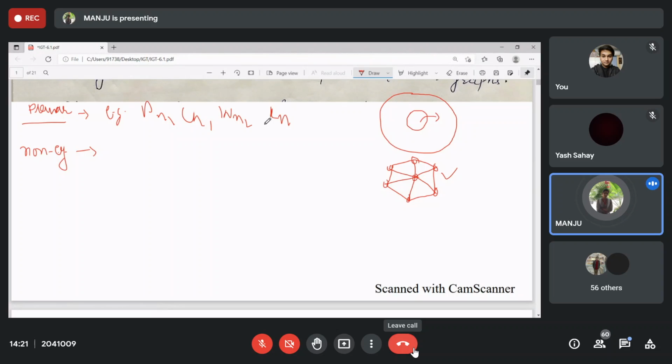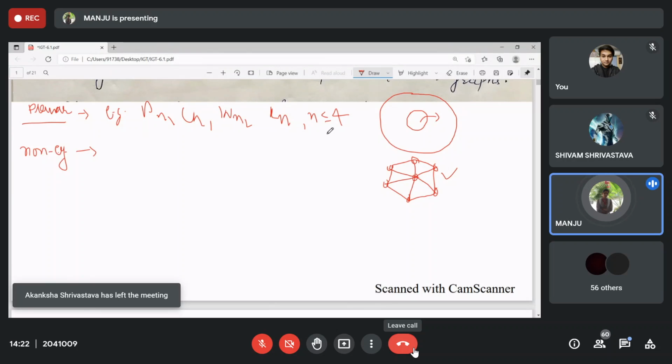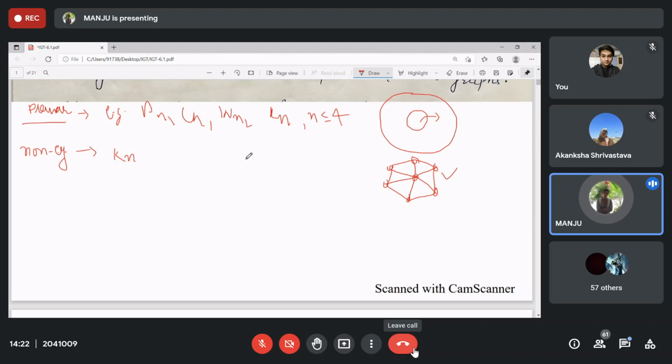Kn for n less than or equal to 4. Yes, for n less than or equal to 4, it is planar. And what about Kmn? So you got our first non-example: Kn is non-planar for n at least 5, right? This is non-planar. So K5, K6, K7 and so on, K1000, all are non-planar, right?